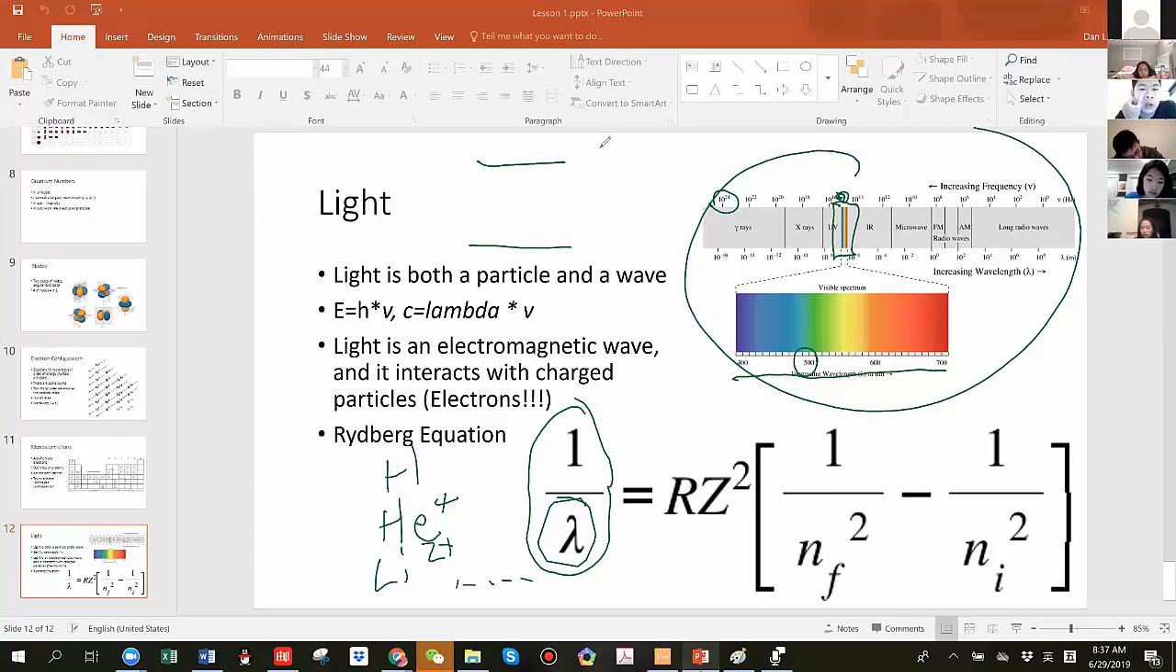Let me think of a good example. For example, this could be the 2p and this could be the 1s. There are some restrictions on which orbitals can go to which ones, but we don't have to talk about that right now. Oh, and by the way, for a 1 electron system, all of the orbitals with a certain value of n have the same energy. So for the hydrogen atom, the 2s and the 2p orbitals have the same energy.